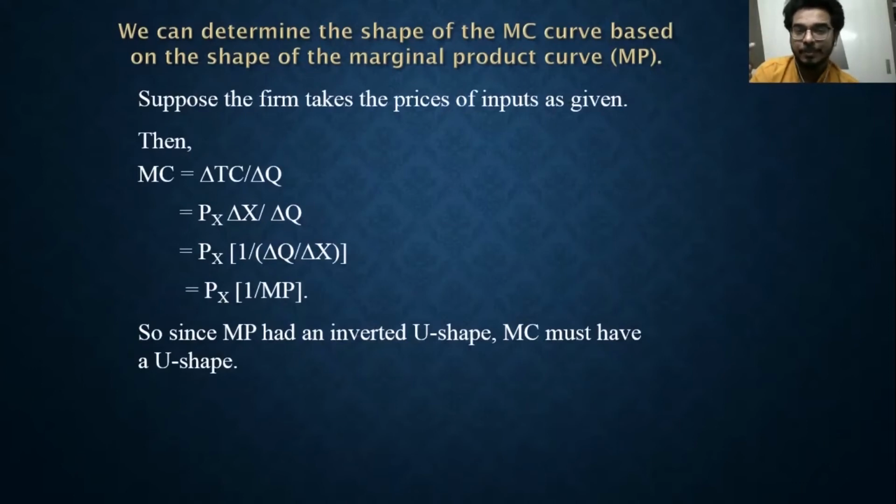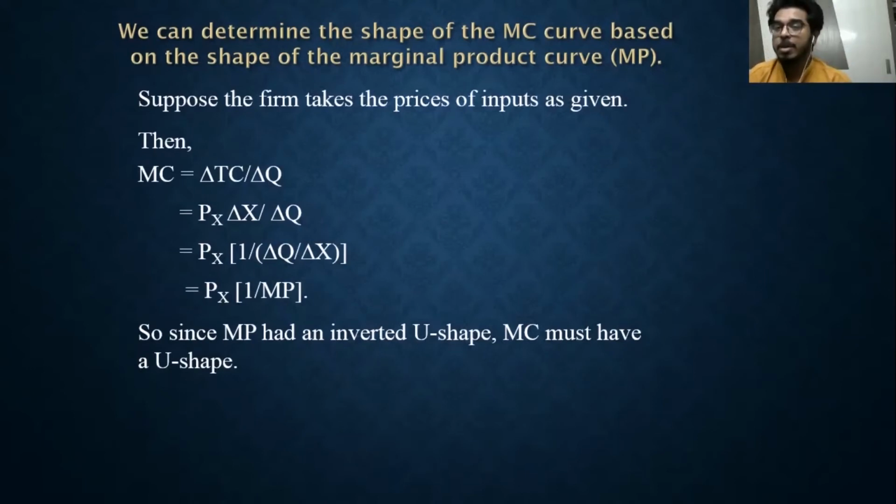Now X, the unit of input factors of production, is changing, but the price is constant. So the price comes out: Px into delta x by delta q. And you can just make it upside down with an inverse. So 1 by delta q by delta x.